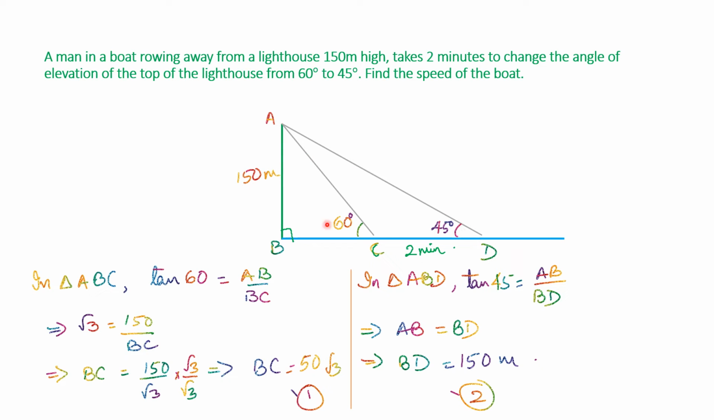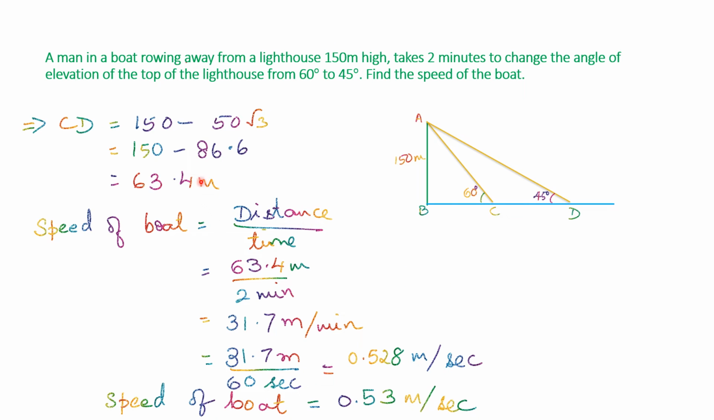Go to the other triangle, triangle ABD. Tan 45 is equal to AB upon BD. You remember I told you tan 45 is such a wonderful angle, because tan 45 is equal to 1, you will get AB is equal to BD, which implies BD is equal to 150 meters. Okay. Now, which means I've got BC is equal to 50 root 3 and BD is equal to 150.